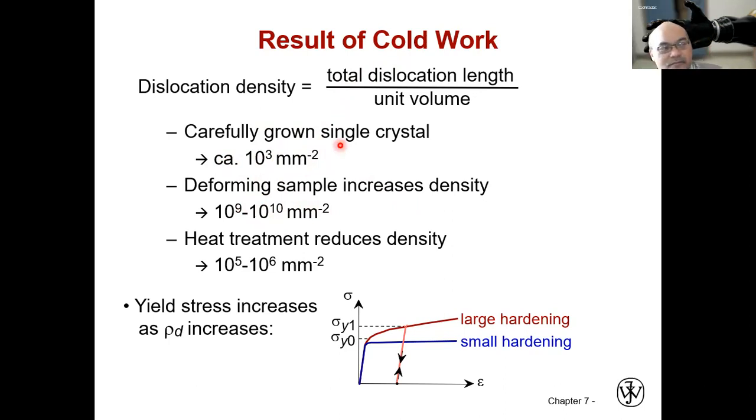You apply high temperature so that the dislocations will reorder again. The dislocations will be reordering with respect to each other, and some of the entanglement will be released. As a result, the dislocation density will be reduced to 100,000 to 1 million per square millimeter. So the yield stress increases when the density of the dislocation increases. Upon large hardening, yield strength will increase. When you do only small hardening, the yield strength will not increase that much.